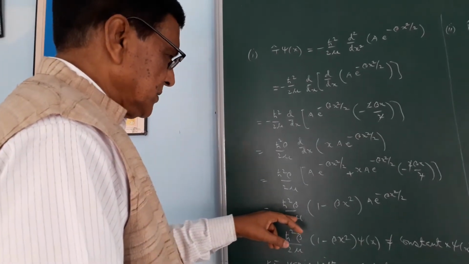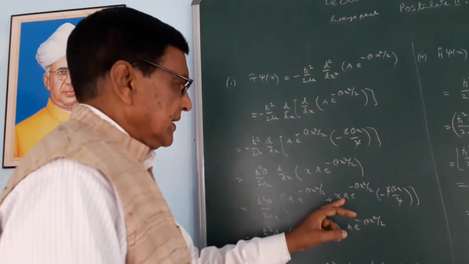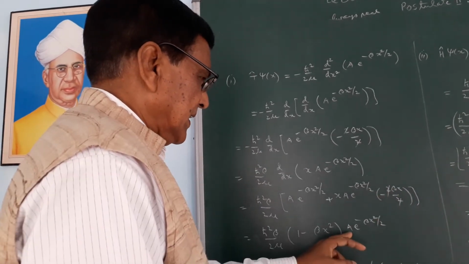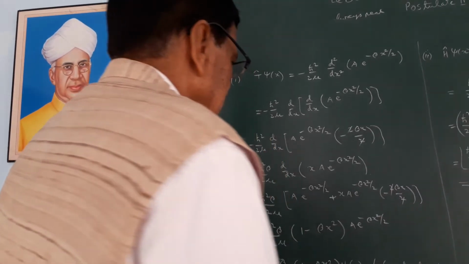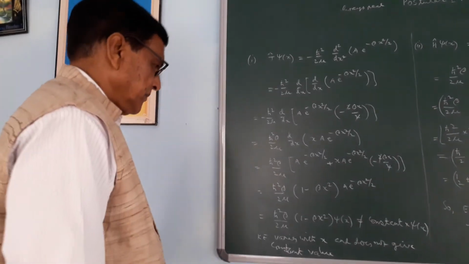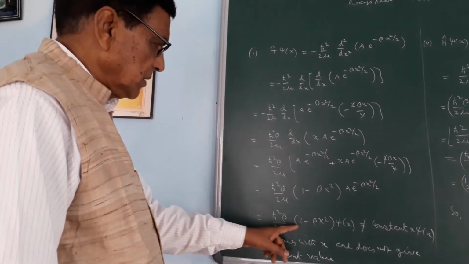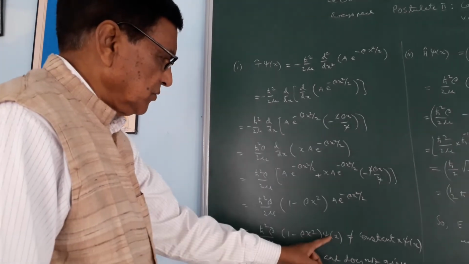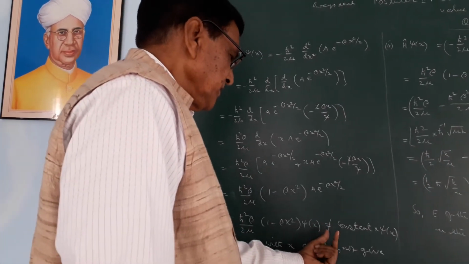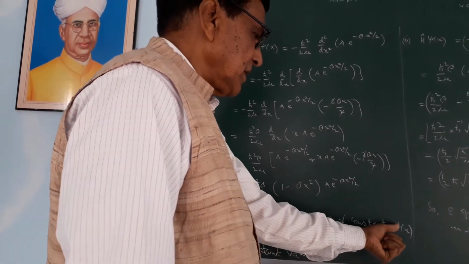And again h cross square beta divided by twice mu, and here it is 1 minus beta x square, with the function taken as common, equal to h cross square beta divided by twice mu into 1 minus beta x square, and this one we can write psi x. This value is not equal to a constant multiplied by this function.